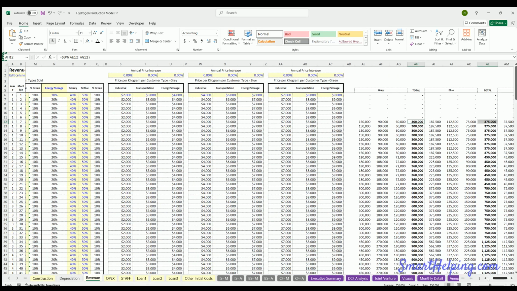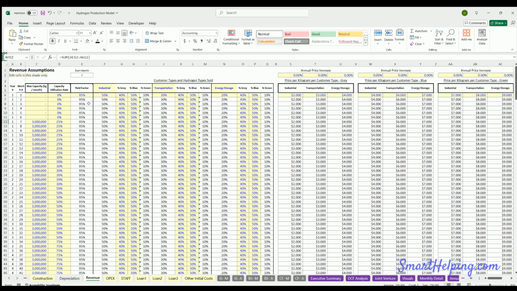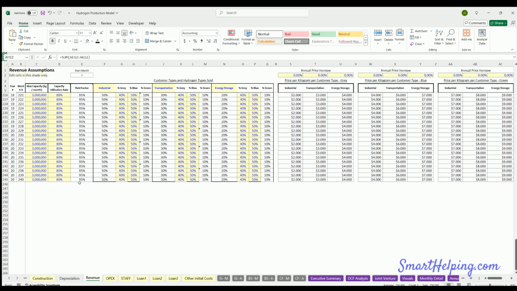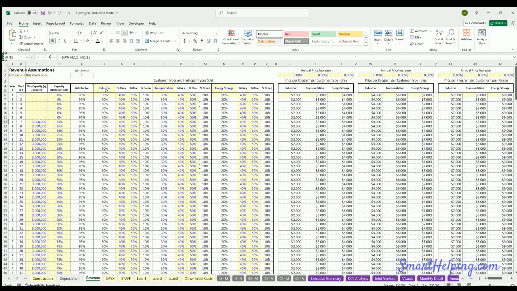Okay, so that is the revenue tab. Very dynamic. Adjust all the assumptions over a 20-year period, and three customer segments. Each customer segment has three types of hydrogen that can be sold. Pricing accordingly. And the reason why this price can vary is you might have bulk industrial orders where you're charging less, and maybe energy storage customers you're charging more, but they're getting less quantity or what have you.